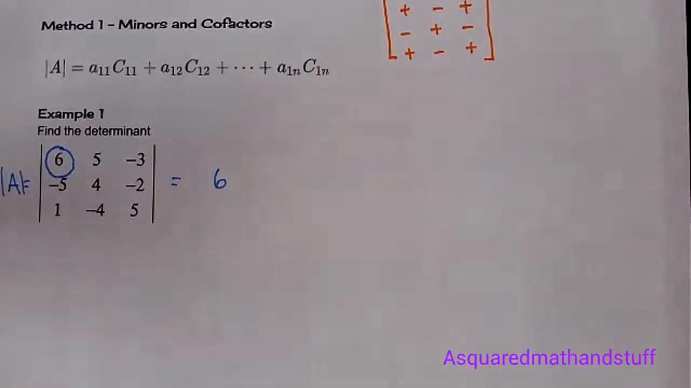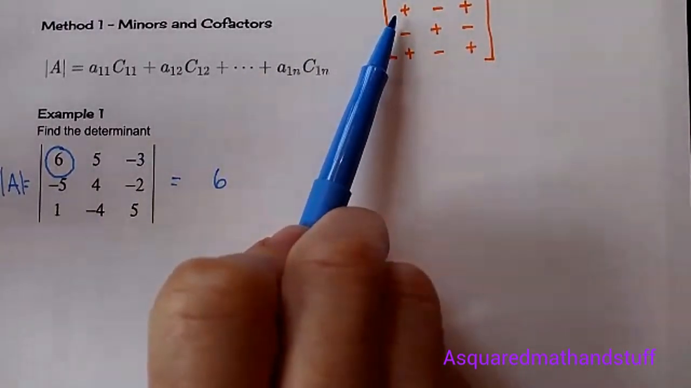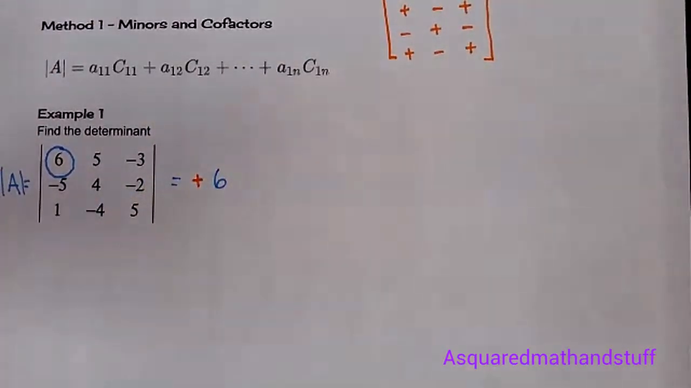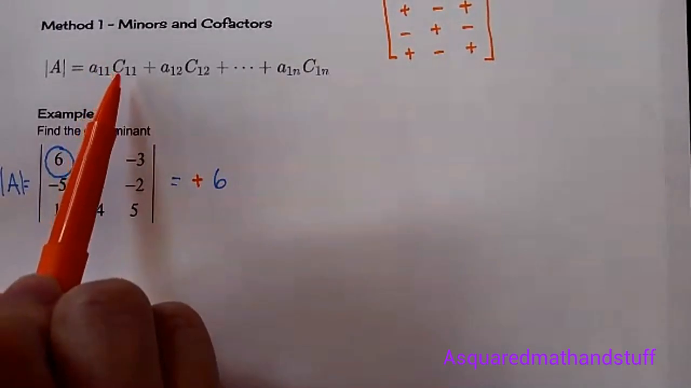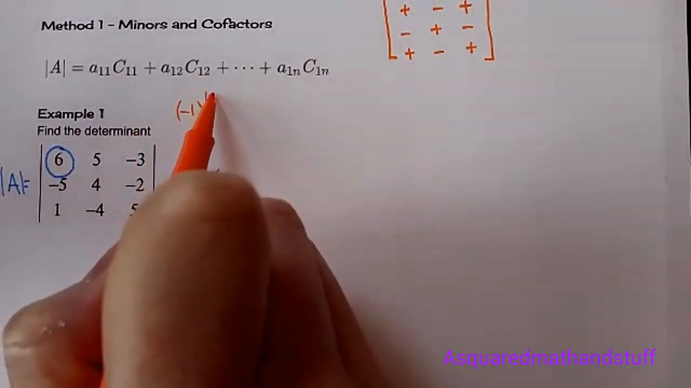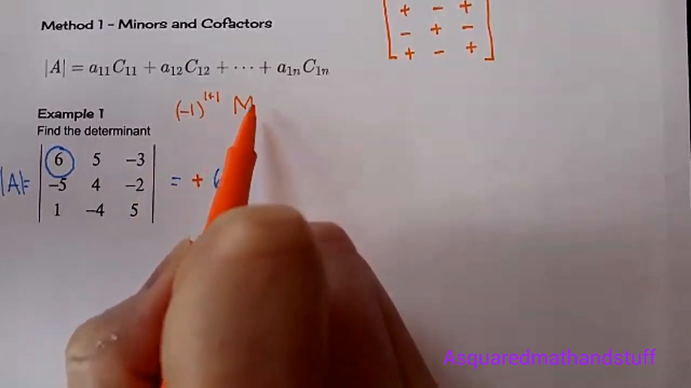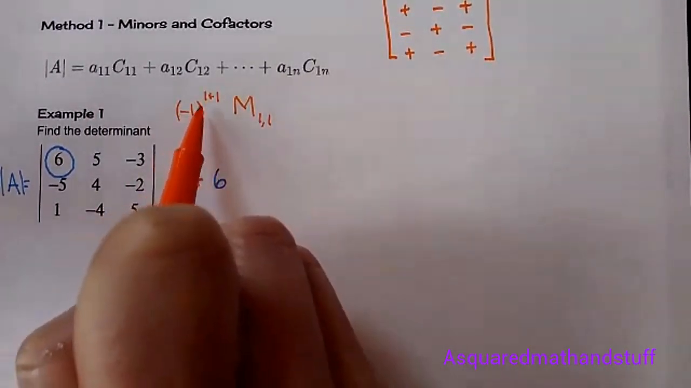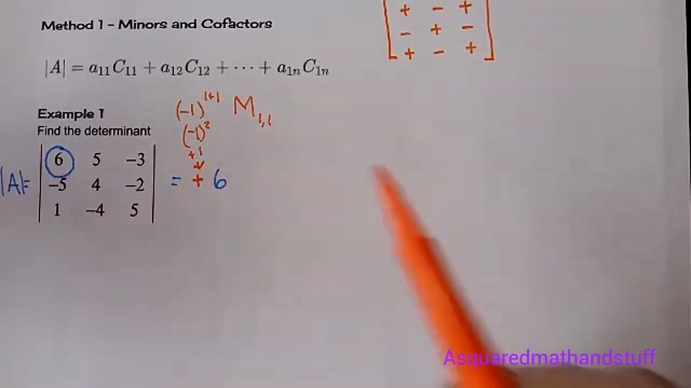But then I'm also going to take a look at this sign matrix, and I'm going to work with the sign that's at row 1, column 1. So I'm going to work with a positive sign here. I'm going to show you where that comes from, so I'm not just throwing it in here. Because we have to calculate the cofactor, and if you recall, the cofactor is negative 1 to the power of i plus j, which is 1 plus 1, times the minor, or the determinant of that 2 by 2 that's left, of row 1, column 1. So negative 1 squared is what? It's positive. It's a positive 1. So that's what we have here.